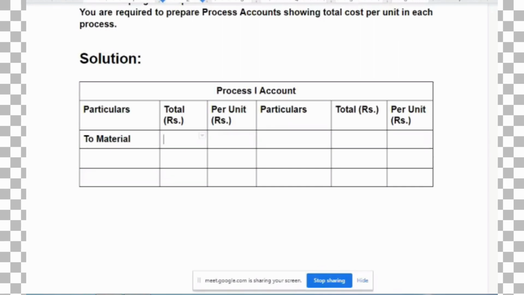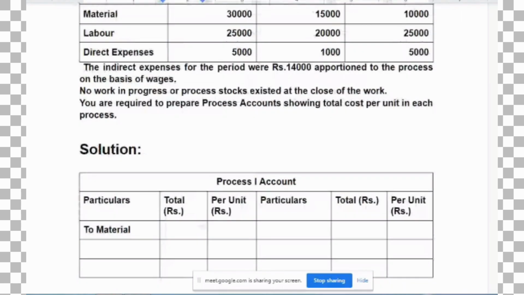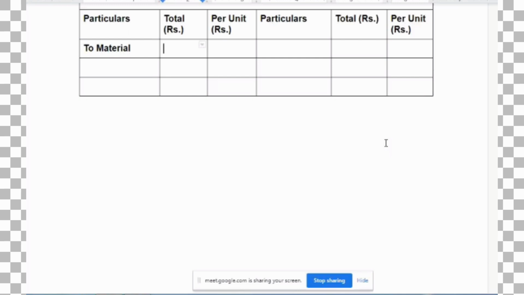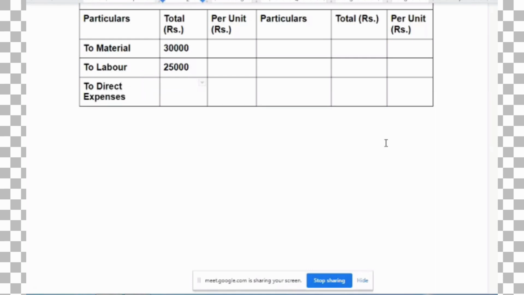So what is the material here? Material is 30,000, wages is 25,000, labor and direct expenses is 5,000. To material 30,000, to labor 25,000, and to direct expenses, and that amount is 5,000. Clear? So these are the expenses given to you, right?